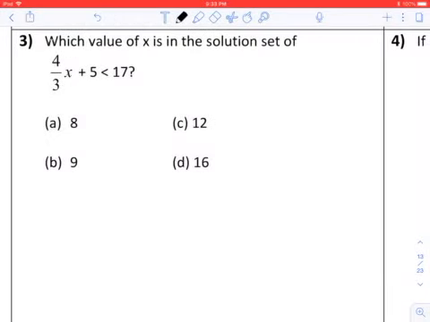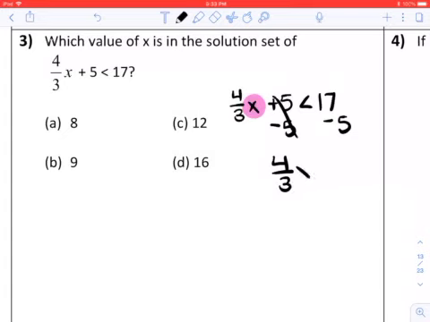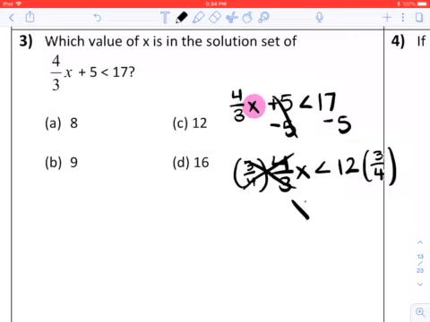Number 3, which value of x is in the solution set of 4/3 x plus 5 is less than 17? I'm going to start by rewriting this. The first thing I'm going to want to do is get x by itself by subtracting the 5. So I'm left with 4/3 x is less than 12. Next thing I'm going to want to do is multiply by the reciprocal of 4/3, or you could divide both sides by 4/3. Either way, you're going to get the same answer. The reciprocal of 4/3 is 3/4. So if I multiply both sides by 3/4, my 4's and my 3's cancel, leaving me with x. And then 12 times 3 divided by 4 is 9. So this is x is less than 9.